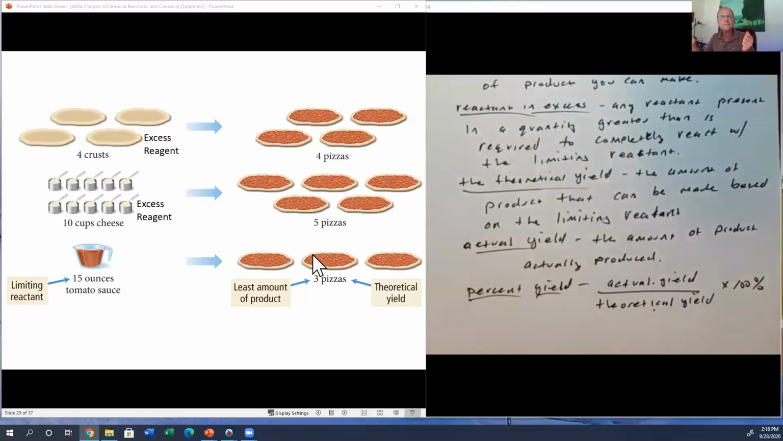Does that make sense? I really want you to understand this conceptually, and that's why this pizza analogy is helpful. You get the concepts. When you apply it to the chemical reaction, it's exactly the same thing. There's no difference. It's not any more complicated than this pizza analogy, okay?